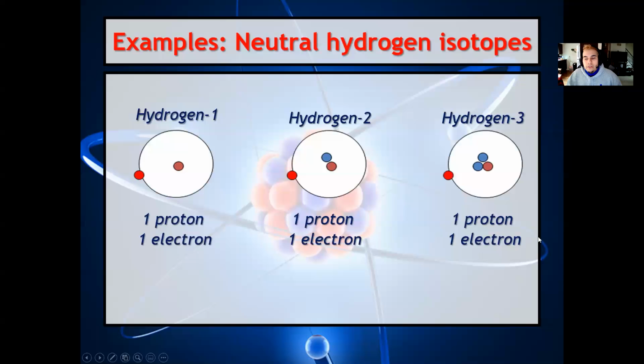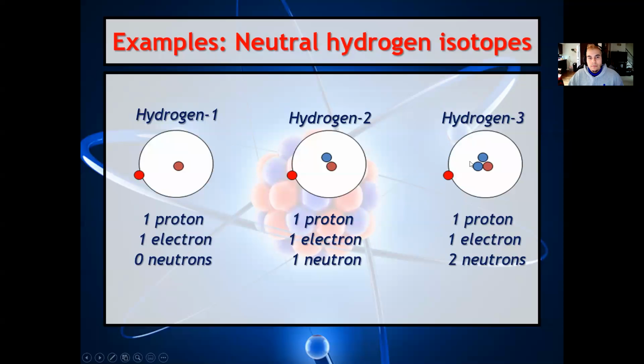So you can see that, 1 electron in each. And here in hydrogen 1, we don't have any neutrons. There's no blue orbs here. In hydrogen 2, you have 1 neutron. And in hydrogen 3, you have 2 neutrons.